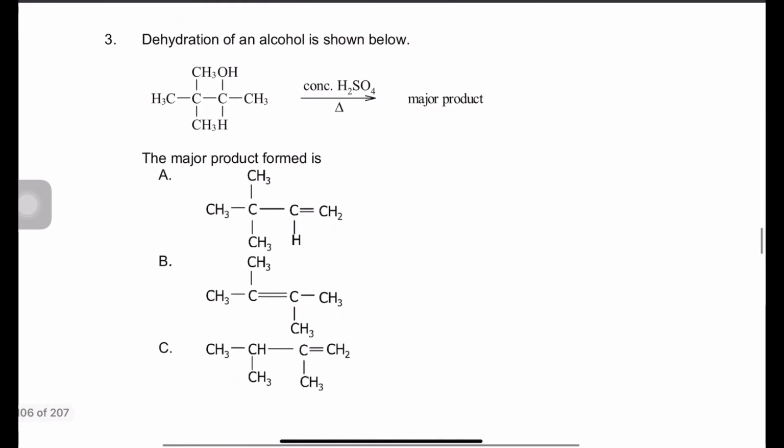So here, dehydration of an alcohol is shown, and you are required to predict the major product. So remember, dehydration of an alcohol is the removal of water, which requires you to remove the OH group and a hydrogen atom. So it's clear that we are going to remove the OH group that is present on this carbon, and the hydrogen must be removed from the adjacent carbon.